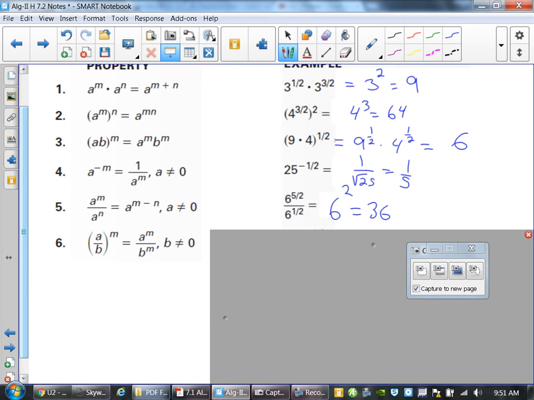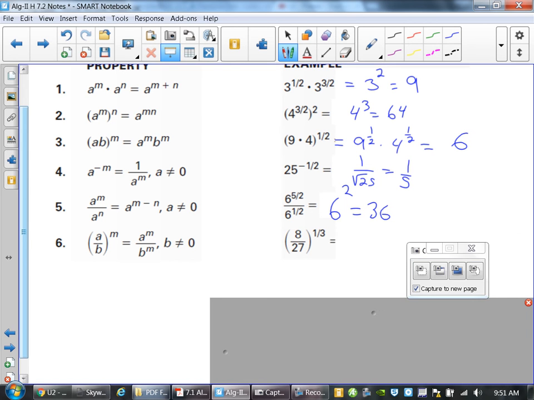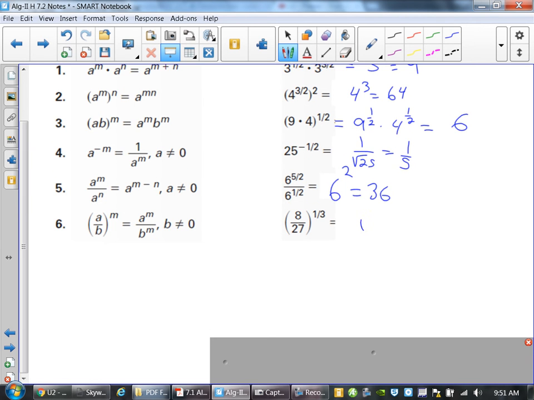And then last but not least, the distributive property with the fraction. Same basic idea here. You have 8 over 27 to the 3rd power. Now, what did the 3rd power mean again? Cube root, very good. So this is the exact same thing as saying the cube root of 8 over the cube root of 27, which is 2/3.